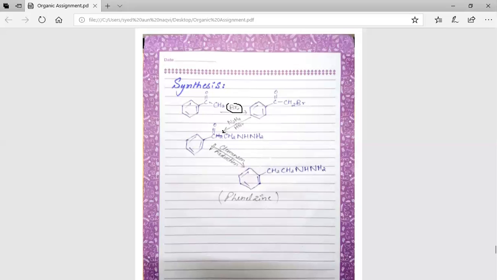So this is the reduction of the carbonyl group into the alkane group. Upon Clemmensen reduction, the carbonyl group is converted into an alkane molecule. So we will have 2-phenylethylhydrazine, or phenelzine. So this is the mechanism of synthesis of phenelzine using route two.